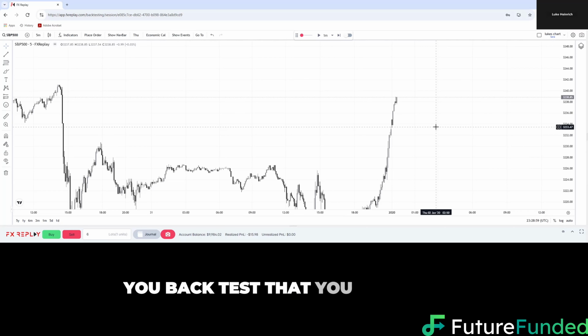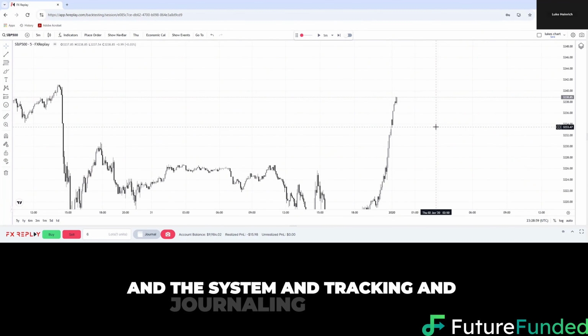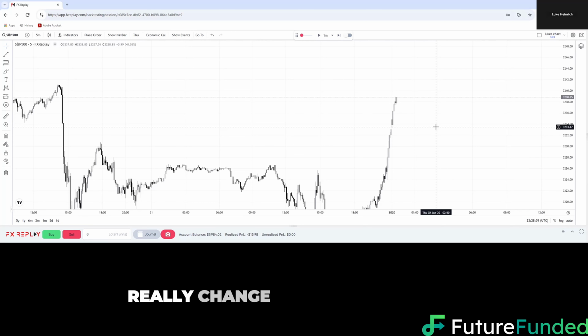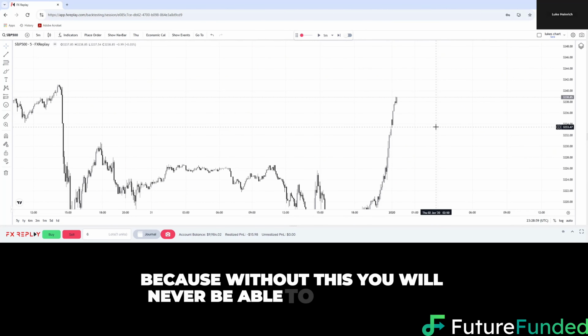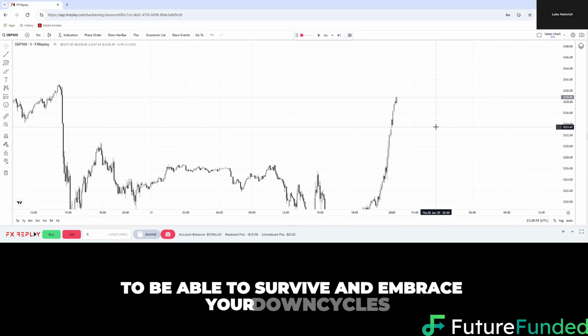You backtest that, you see if that makes any difference. If it does, bang, you solved that problem. Now you move on to your next problem. And this is how the backtesting data and the system and tracking and journaling can really, really change your trading. Because without this, you will never be able to develop the confidence and the trust in your strategy and your edge that you need to be able to survive and embrace your down cycles, i.e.